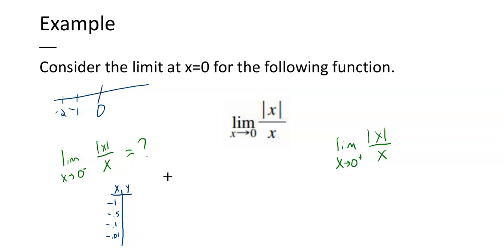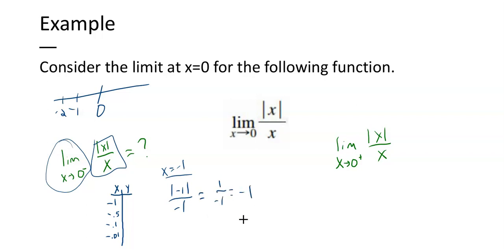Now this function gives you the same answer every time. So what's going to happen when I plug in, let's start with -1. So ignore this for right now. Just plug it in here, right? I'm going to take x equals -1 and plug it into that function. So we'll get the absolute value of -1 over -1. The absolute value of -1 will be +1. 1 divided by -1 gives me -1. So I get -1 here.